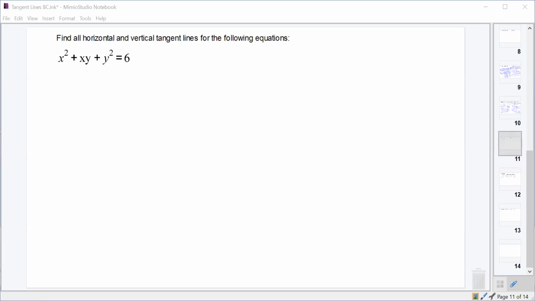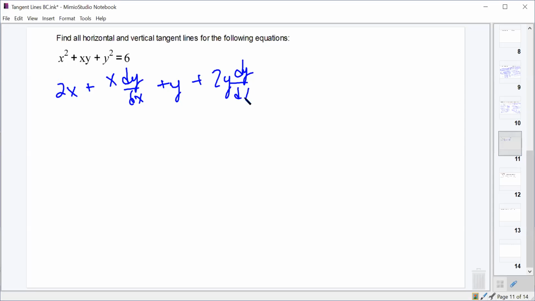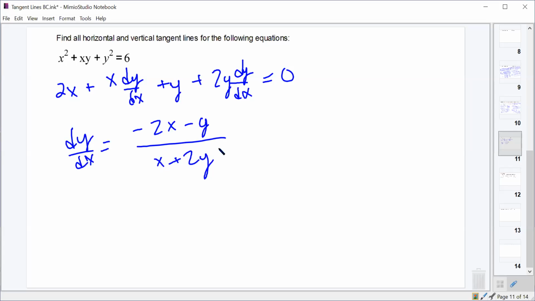Should be doing this implicitly, right? So 2x plus x dy dx plus y plus 2y dy dx equals 0 if you take the derivative with respect to x. And what do we end up with there? Then we got negative, so we say dy dx equals -2x minus y over x plus 2y. Everybody agree on that one or no? So far?